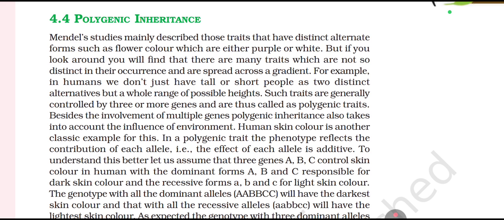Besides the involvement of multiple genes, polygenic inheritance also takes into account the influence of environment. Human skin color is another classic example for this. In a polygenic trait, the phenotype reflects the contribution of each allele, that is, the effect of each allele is additive. To understand this better, let us assume that three genes A, B, C control skin color in humans, with the dominant forms A, B, and C responsible for dark skin color and the recessive forms small a, small b, and small c for light skin color.